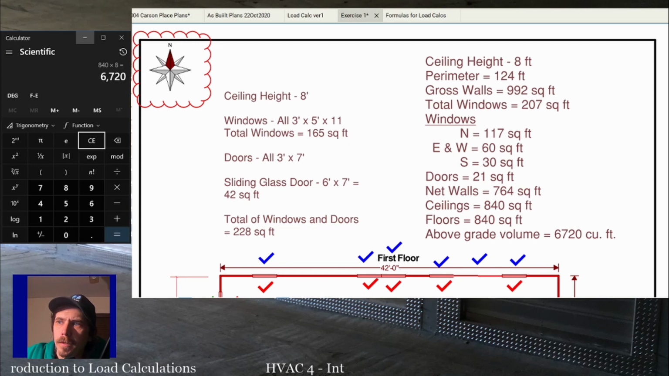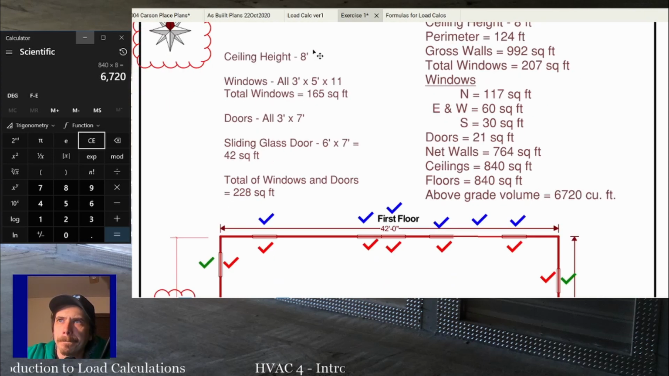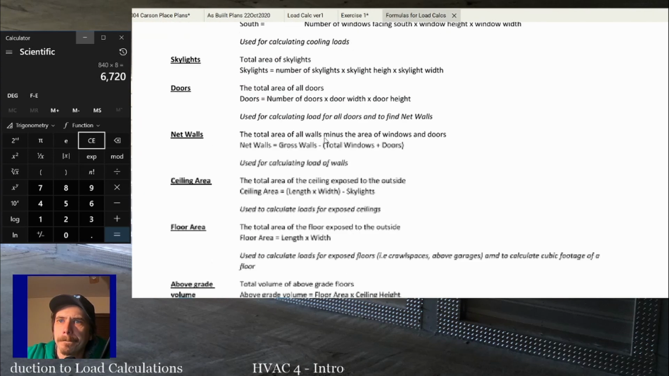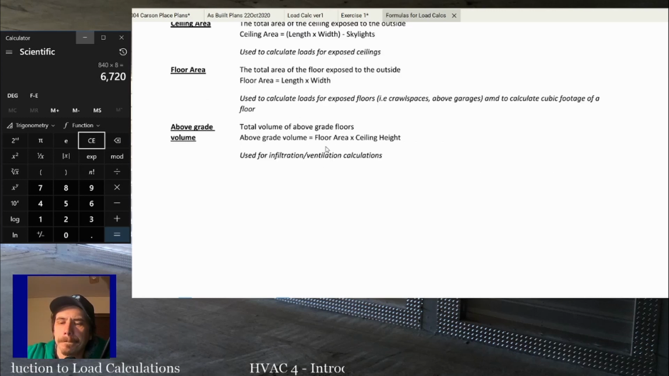One quick question. Just make sure I understood right. About grade volume, you've got to multiply the floors times ceiling height, right? Yep, right here. Above grade volume, floor times ceiling height. Oh, okay, I see it now.